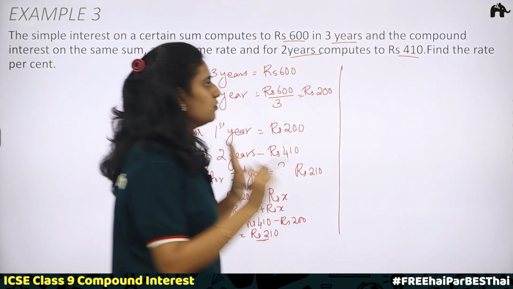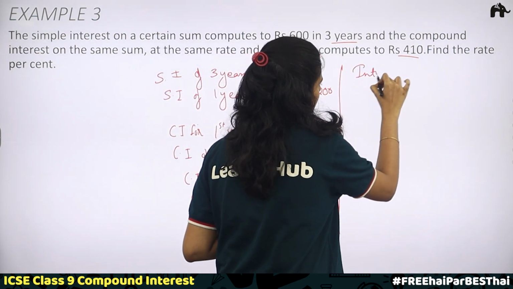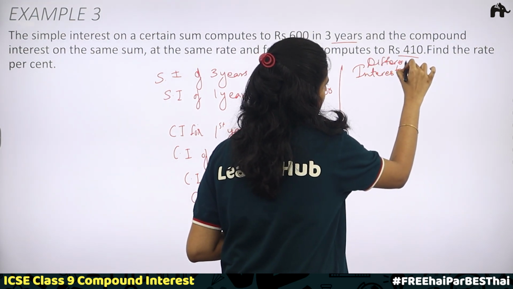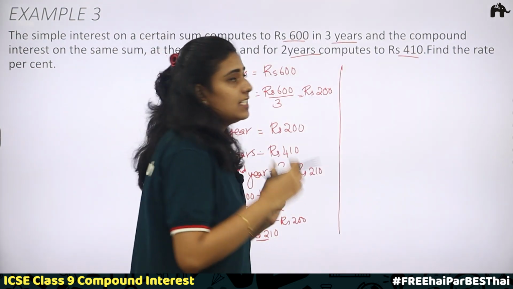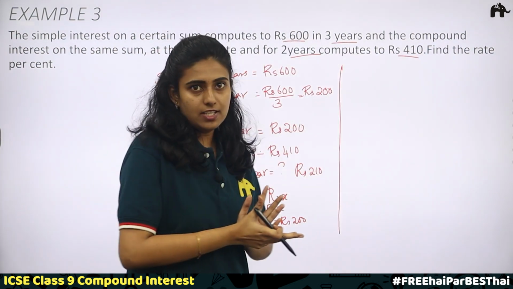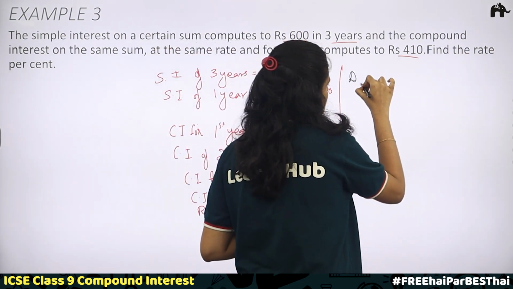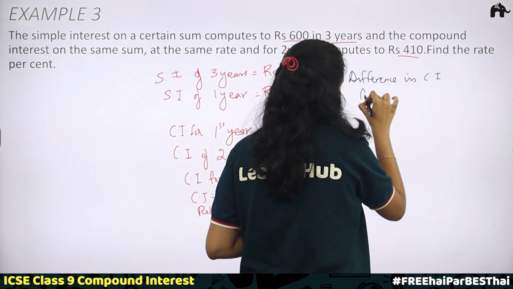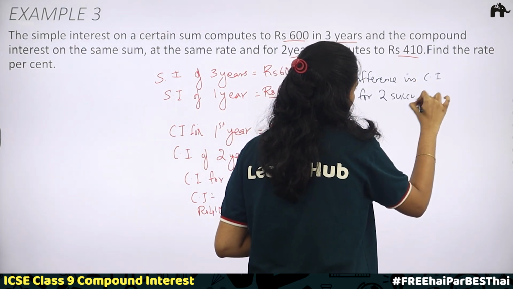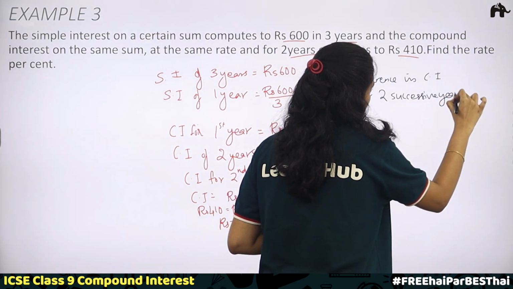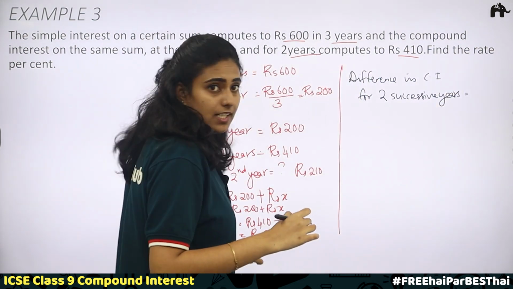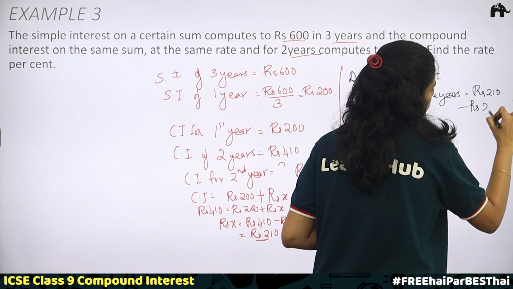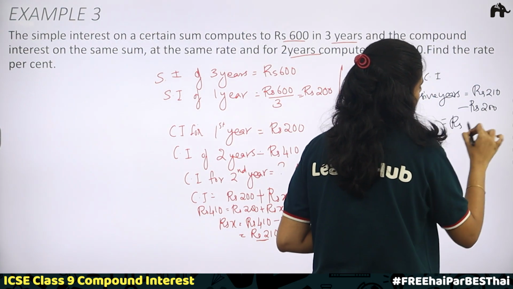Then how to find the rate of interest? We have to find the difference. What is the difference in compound interest for two successive years, that is, first year and second year? Difference in compound interest for two successive years is equal to, here for the second year it is rupees 210 minus first year rupees 200, which is rupees 10.